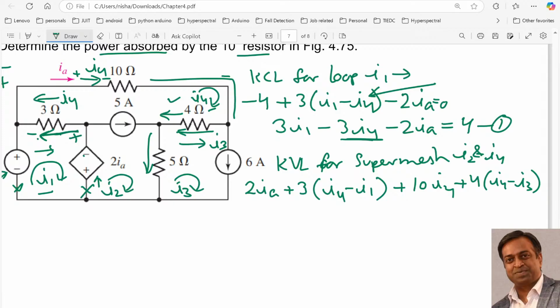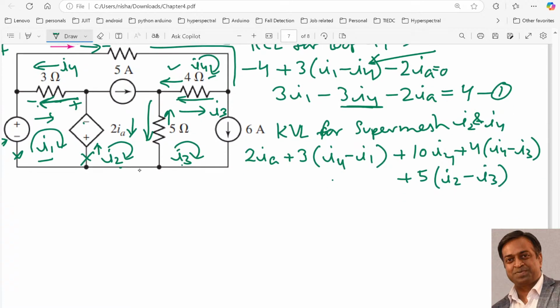And then after that we will come over here, and over here we have two currents, I2 which is in the same direction and I3 which is in the opposite direction. So we will write it as plus 5 I2 minus I3, right? And then we come back to the starting point, so it will be equal to 0.